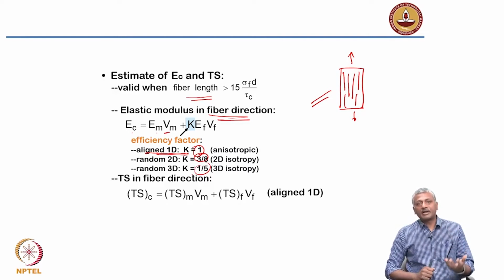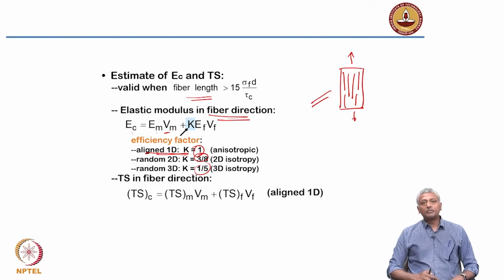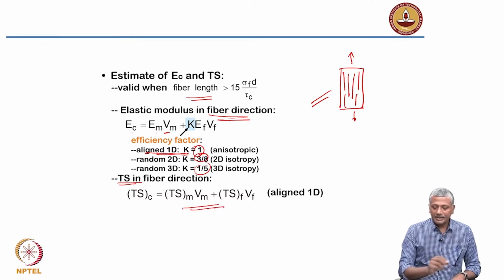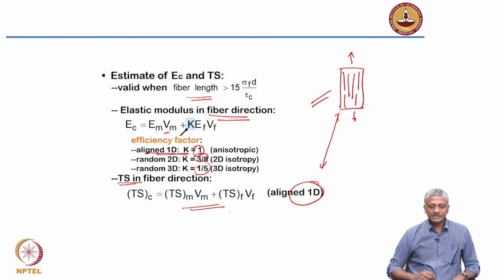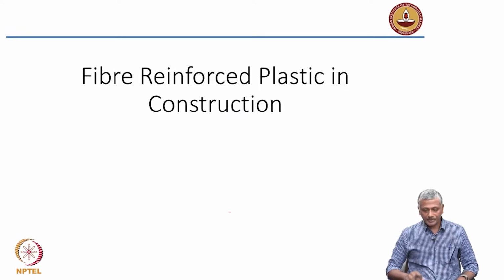That means the component of the fiber in the composite reduces with more and more random orientation. If you have good alignment, the component of the fiber is very high, but if you have a poor alignment, the component of the fiber reduces significantly. In the fiber direction, the tensile strength can also be calculated in a similar way for an aligned one dimensional case, which is continuous aligned case, as tensile strength is equal to matrix strength into volume fraction of matrix plus fiber strength into volume fraction of fiber, only for the aligned one dimensional case. Okay, this is the same, we are applying the same rule of mixtures in this case also.